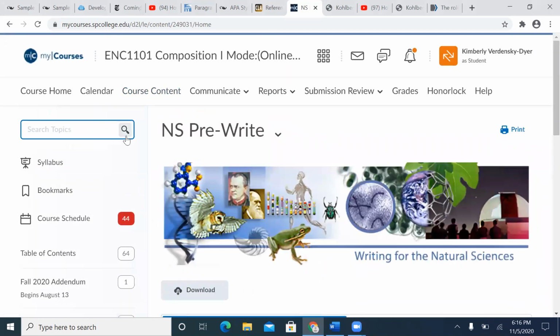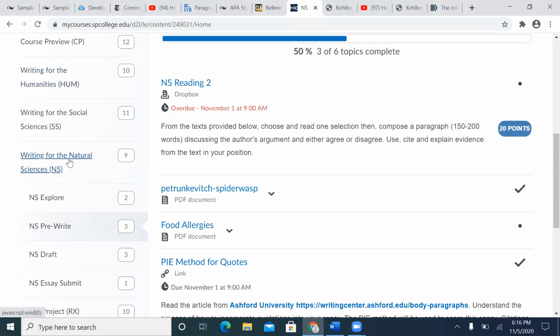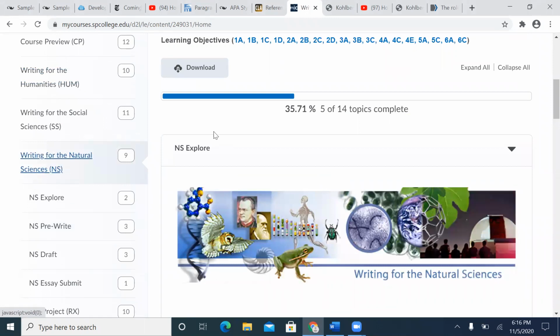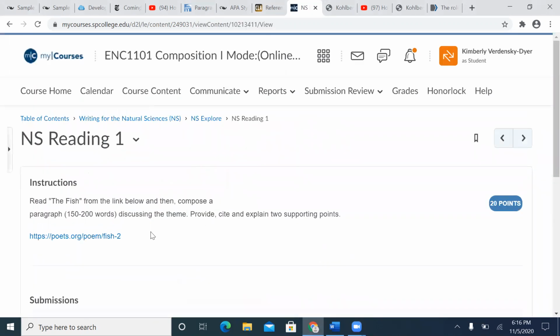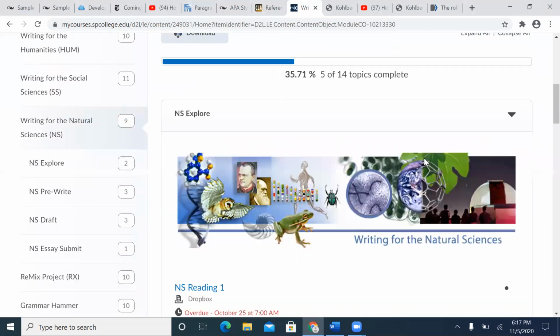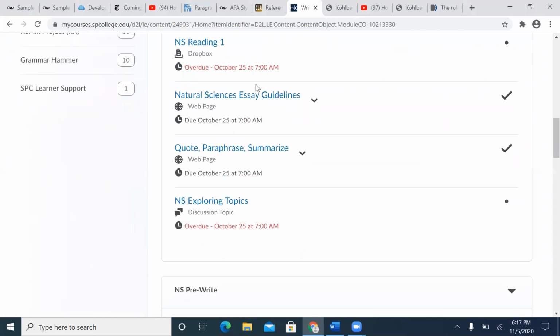So going into our course content, I'm going to scroll down and look at our natural science unit as a whole. Natural science reading 1 dealt with the reading of The Fish, a poem about a woman or a speaker of a poem catching a fish and then releasing it. And we were supposed to have discussed the theme of said text. Back into the unit, we then followed up with additional exercises of the essay guidelines.